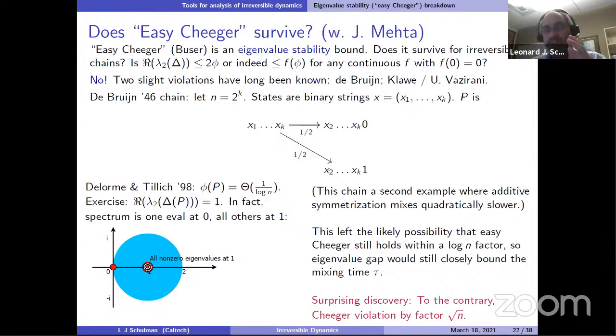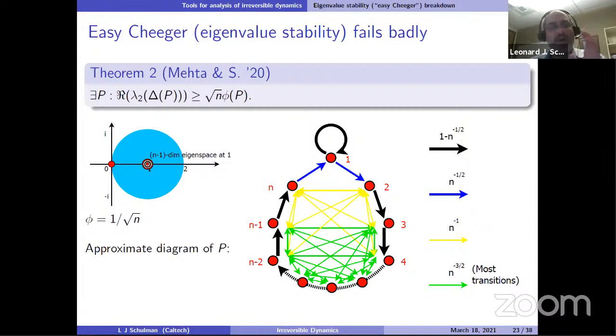It's a huge surprise. And so basically eigenvalue gaps just completely break down as predictive in the irreversible case. For lack of time, I am not going to even give you the cartoon version of what this Markov chain looks like.